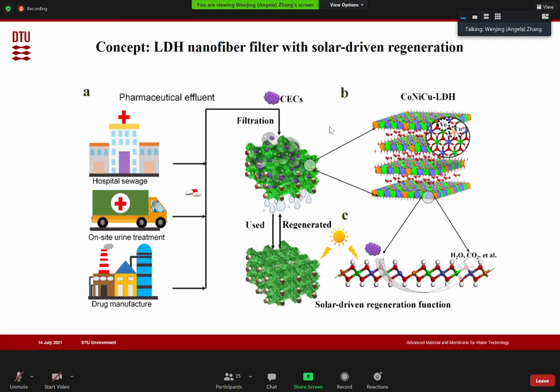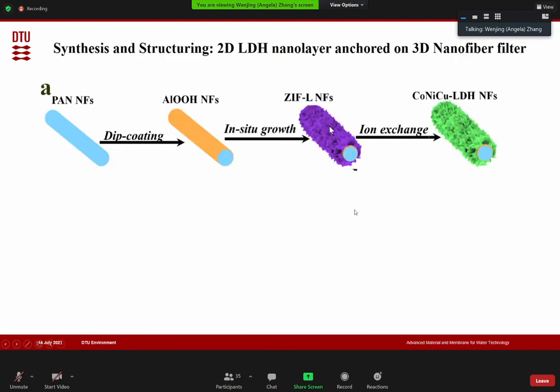If our LDH has photocatalytic properties, then once it's saturated with micropollutants, we just need to introduce light and induce the in situ degradation of the micropollutants, so we can regenerate our absorbent in that way. But those are the concepts, and we start with synthesis and structuring.